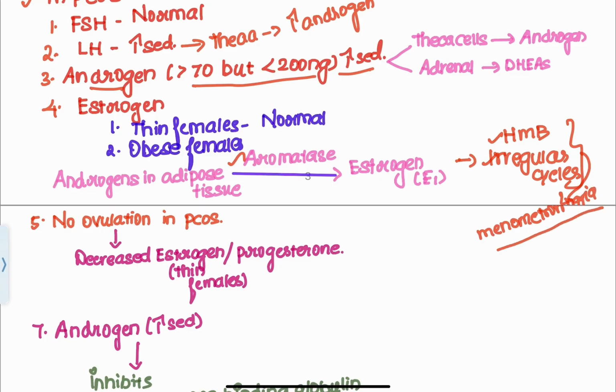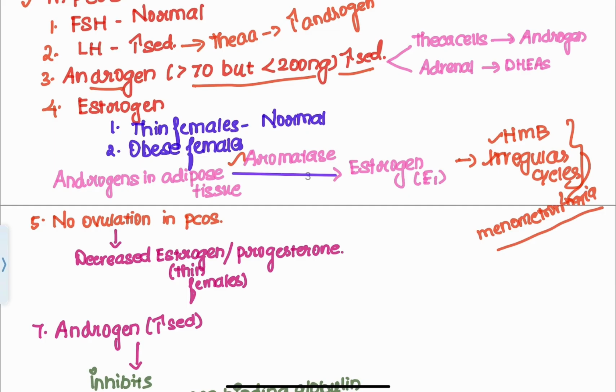Menometrorrhagia. Metrorrhagia means irregular, meno means increased. So an increased amount of blood flow which is irregular in nature, or menometrorrhagia, happens in patients of obese PCOS because the levels of E1 are increased in patients of obese PCOS, because the androgens get converted in the adipose tissue to estrogen with the help of the enzyme aromatase.